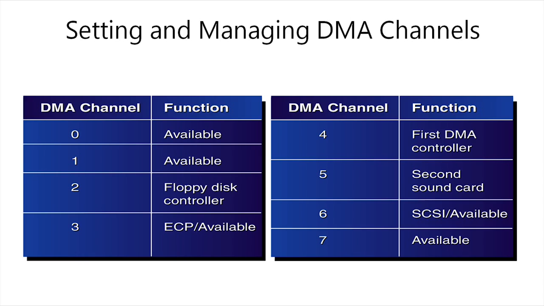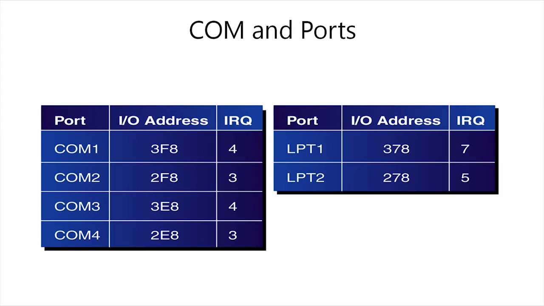So 0 to 7 is 8 channels. Don't mix that up. 0 to 7 is 8 channels. So if you get a multiple choice test that has a question that says you have 8 DMA channels, what are they? 1 through 9 or 1 through 7, which is only 7, right? It's only 7. 0 through 7 is 8. So don't mix that up on the test. There's a couple of questions like that.